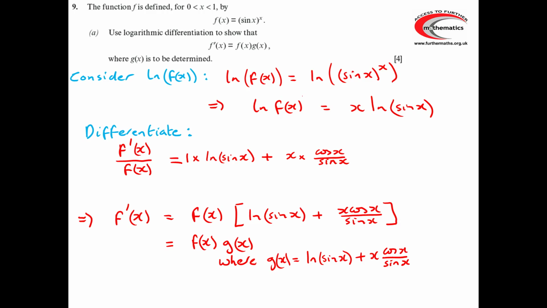Now we just need to remember a little bit about our trigonometric functions. Cos x over sine x is precisely the same thing as cot x, so we can write g of x as being the logarithm of sine x plus x times cot x. So that means that we've managed to do the first part of the question. Let's move on to the second part now.